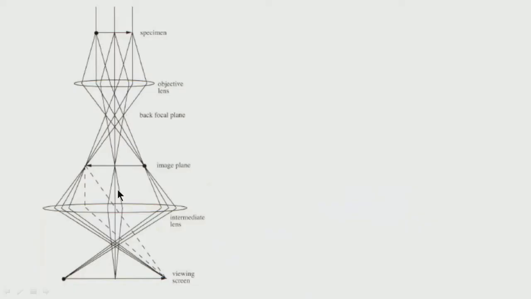Now, if we want to get the final image, we can use other lenses, like many intermediate lenses and a projector lens, and we can form that image on the viewing screen. This is only just being shown. In that picture which I had shown about the microscope, I said that 3 intermediate lenses are there and then 1 projector lens.